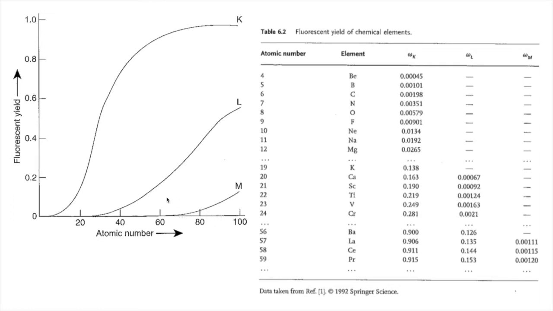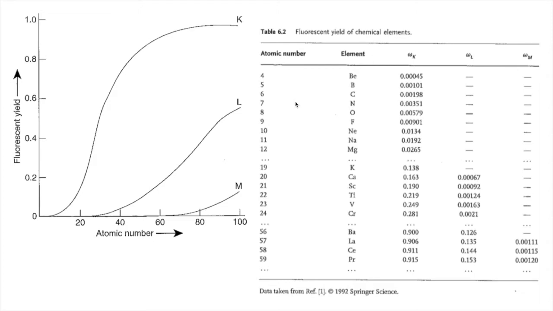So if we're up here at, for example, 60, we see a lot more L than we did down here at 30 or 40. And then the K tends to plateau at the very high atomic numbers. But this basically tells us that the yield increases with increasing atomic number, and the K series is more effective than the L, which is more effective than the M. So we expect to see those more than the others.